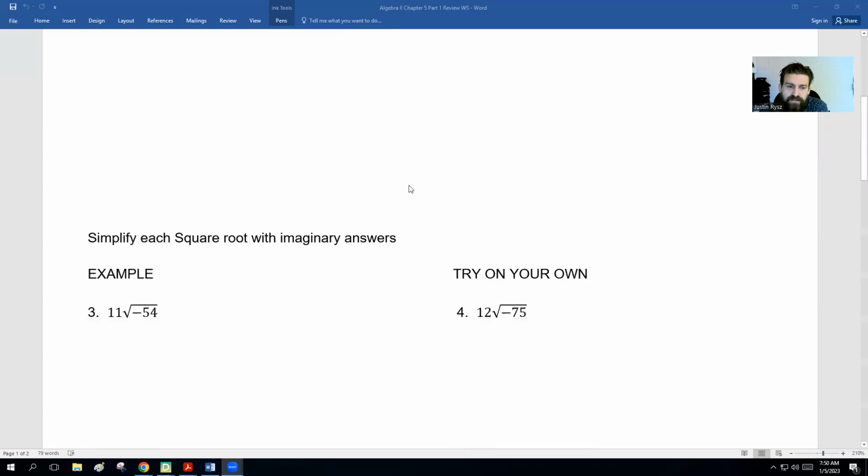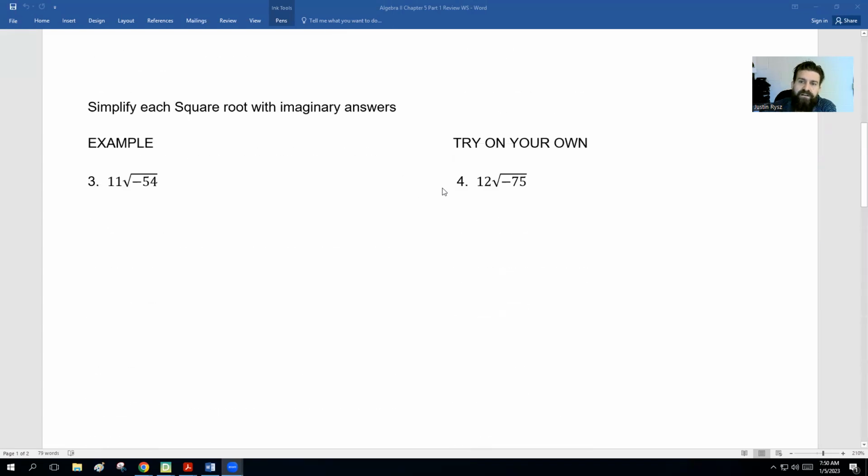The next thing we did was simplifying square roots with imaginary answers. The only difference here is these answers are all going to have an i next to them because we have a negative inside of the square root. So the same thing that we do previously is we just break down the radical. Okay, 54, 2 and 27. That's 3 and 9. It's 3 and 3.